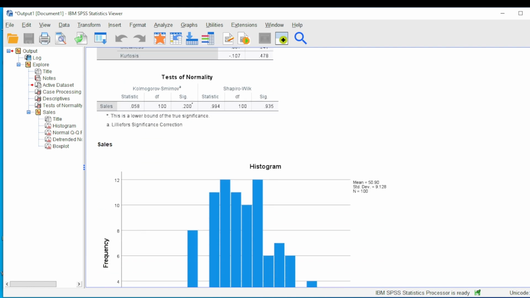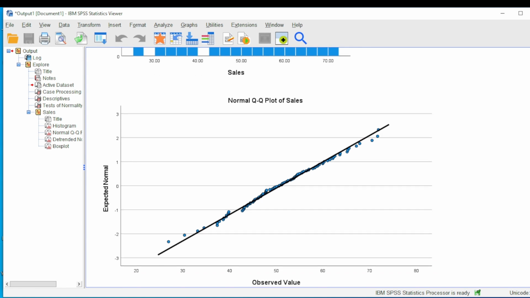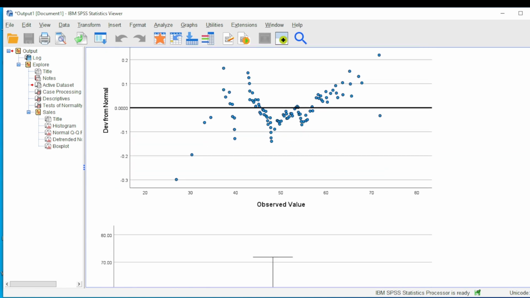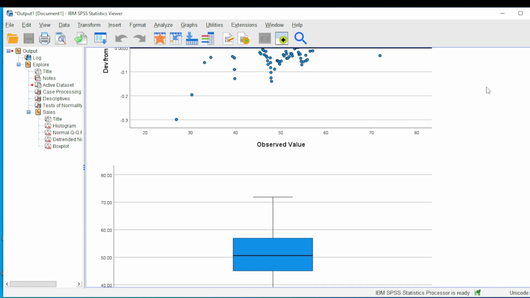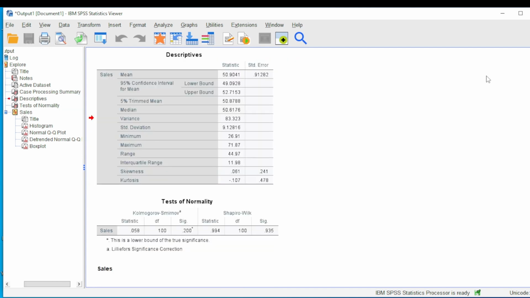Everything is here. You can see all of our results here. So I have copied everything into Microsoft Word for explanation. Let's go.